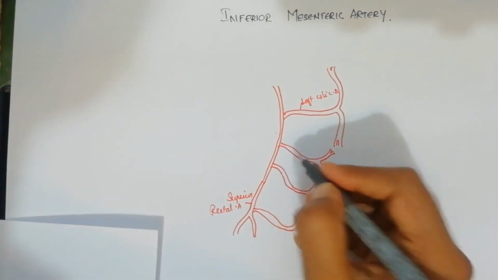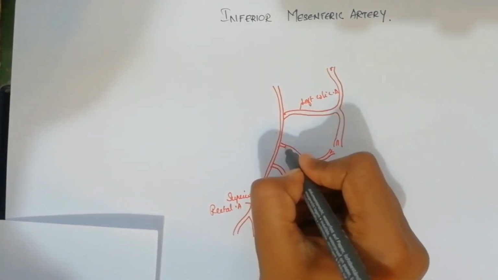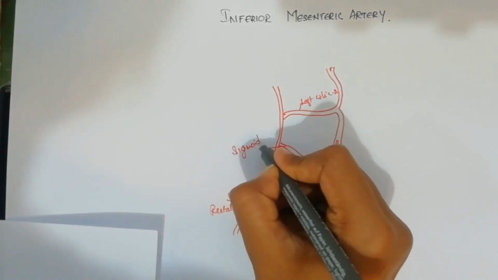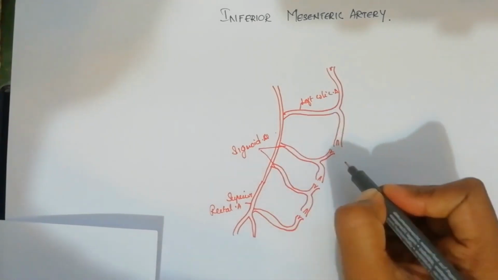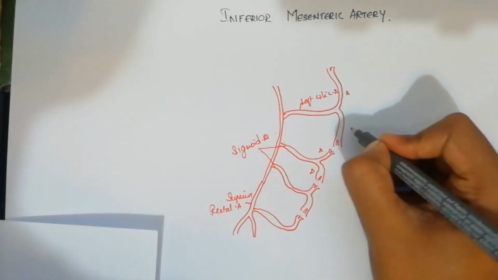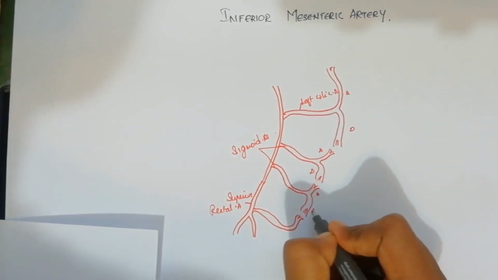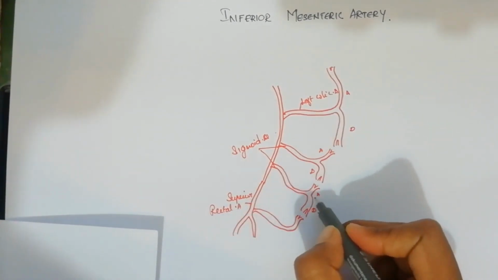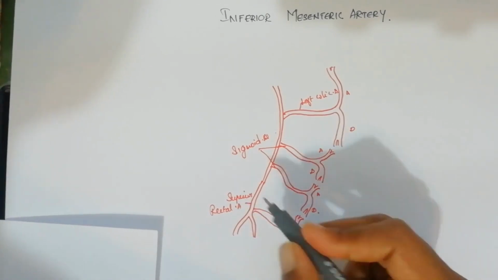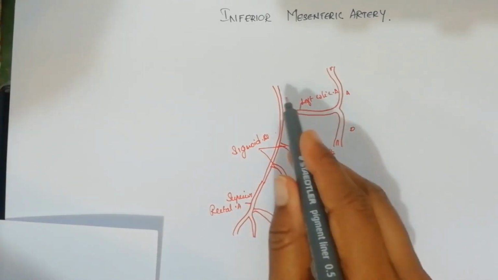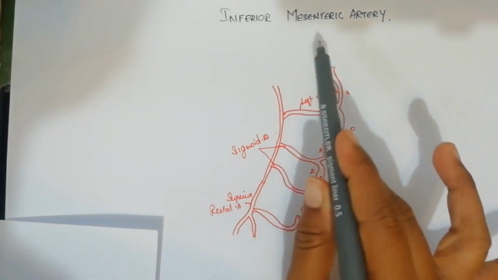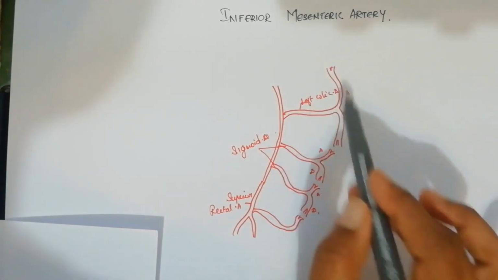So these two are sigmoid branches. So left colic artery, and these two are considered as sigmoid branch. And this sigmoid branch is again giving ascending and descending branch. So ascending, descending, again ascending, descending branch. And at last the sigmoid artery itself is anastomosing with superior rectal artery, which is a continuation or terminal part of inferior mesenteric artery.